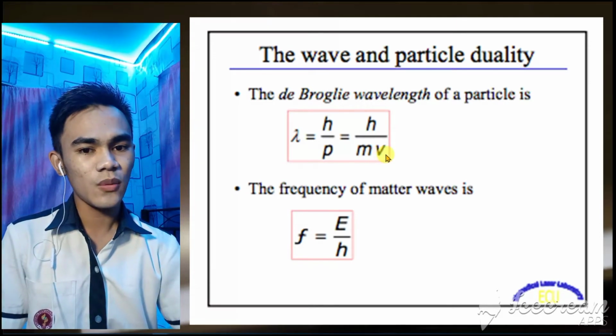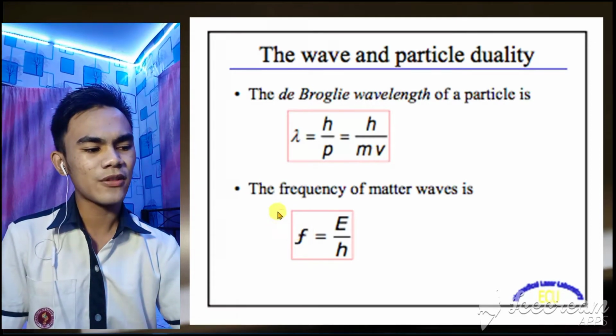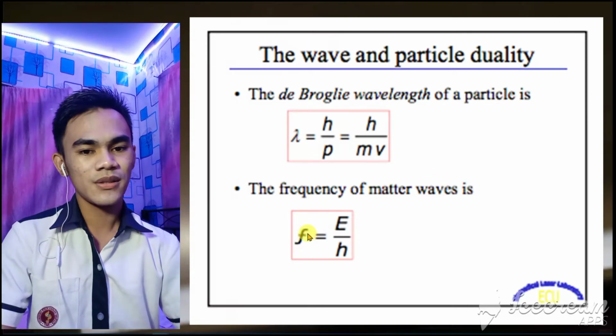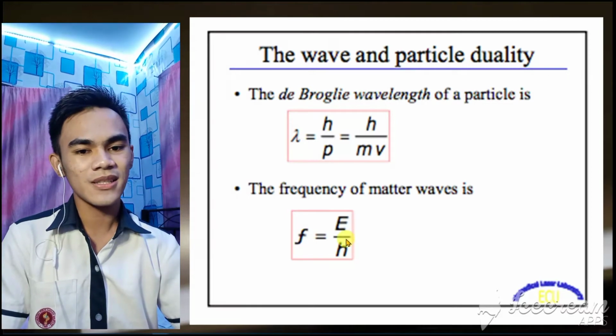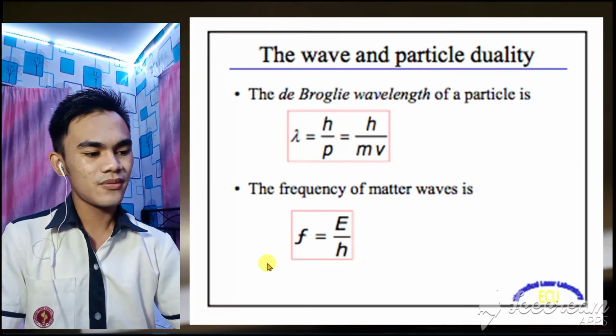And we have our second equation. The frequency of the matter wave is equal to the energy divided by the Planck's constant.